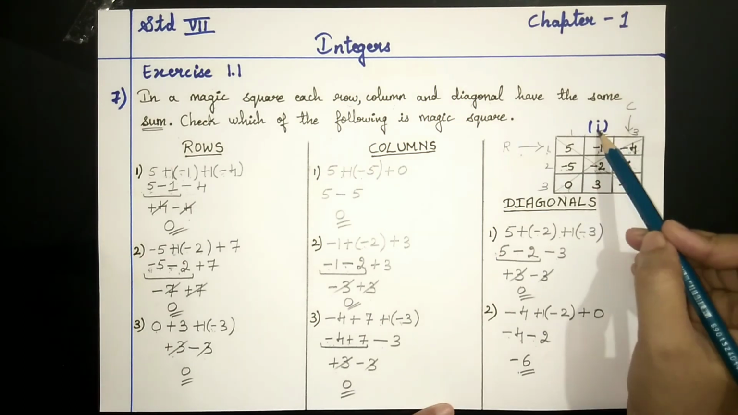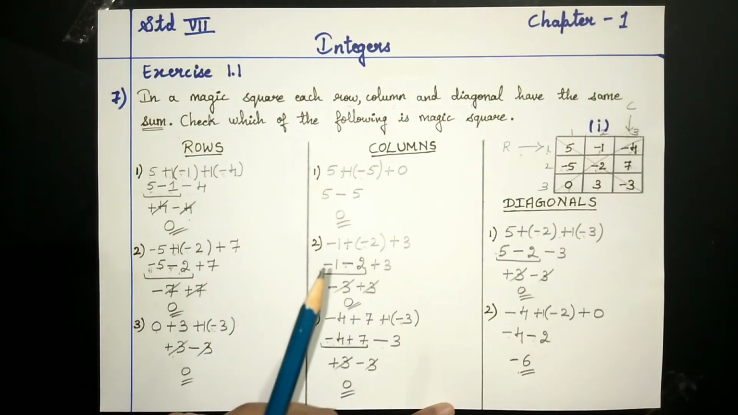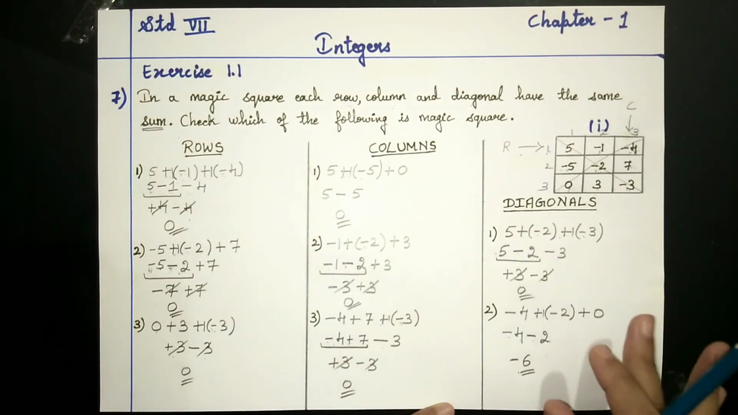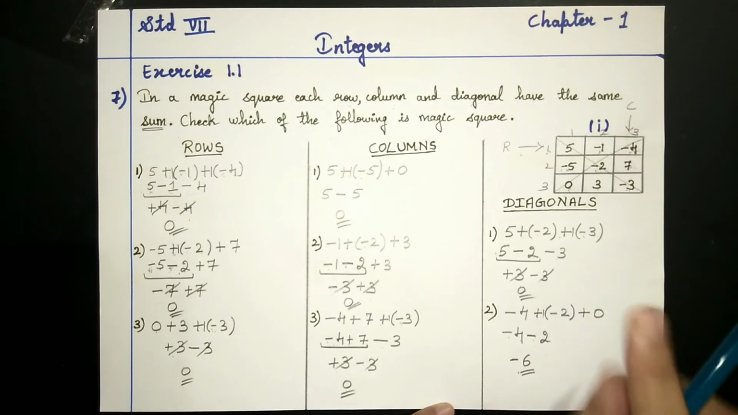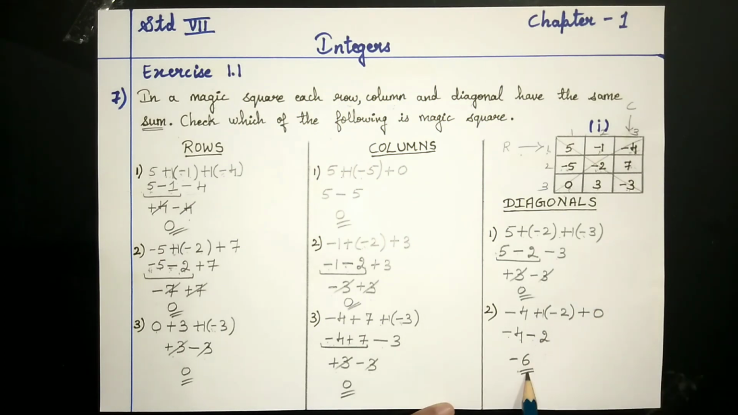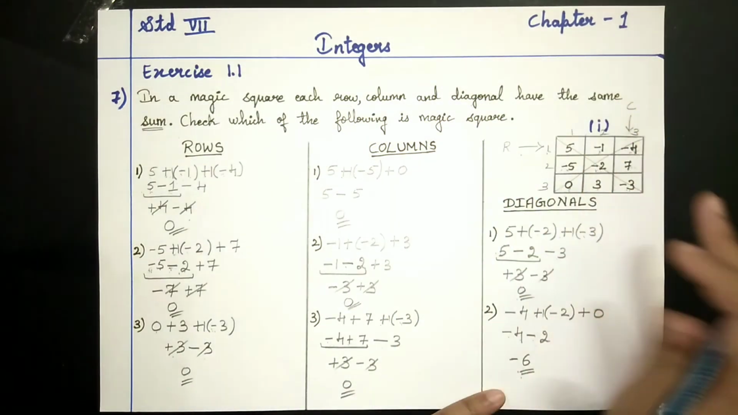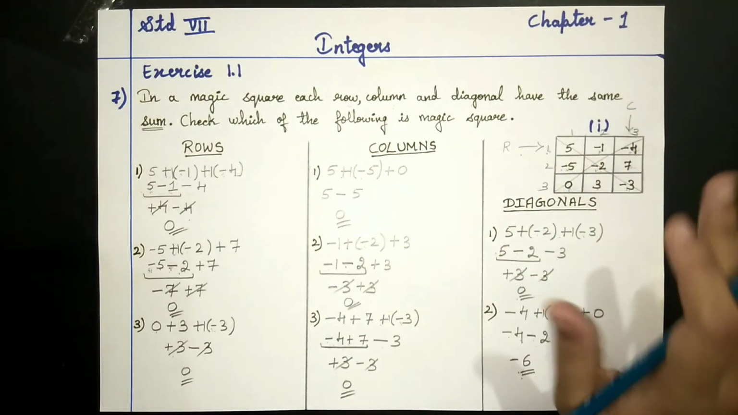That means your number 1 is not a magic box. Okay, for this box to be a magic box, all the answers should be the same. Okay, all the answers should be the same. This last number here, the diagonal's last answer you got is minus 6. This is not matching the other answers. That means it is different, right? So this box, box number 1, is not a magic box. Okay, I hope you have understood this sum.